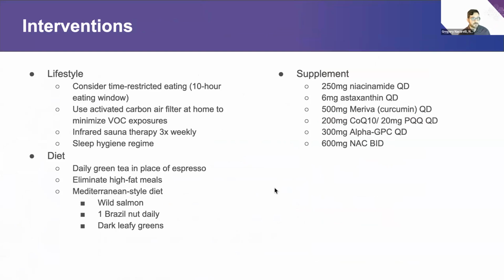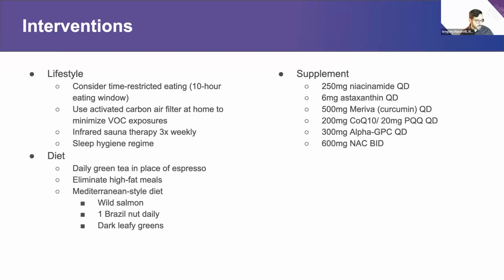Notable interventions that we're going to get started with. We're going to have them consider time-restricted eating, a 10-hour eating window, use an activated carbon filter at home to help minimize VOC exposure, do infrared sauna 3 times weekly, and get him started with the sleep hygiene protocol. I know sleep was not actually recommended on this report, but that's just from the case he has to get the sleep better. So have a discussion with him about what to do when you wake up to help set yourself up for sleep later on in the day, and then what to do at night in order to have more restful sleep. For his diet, recommend green tea.